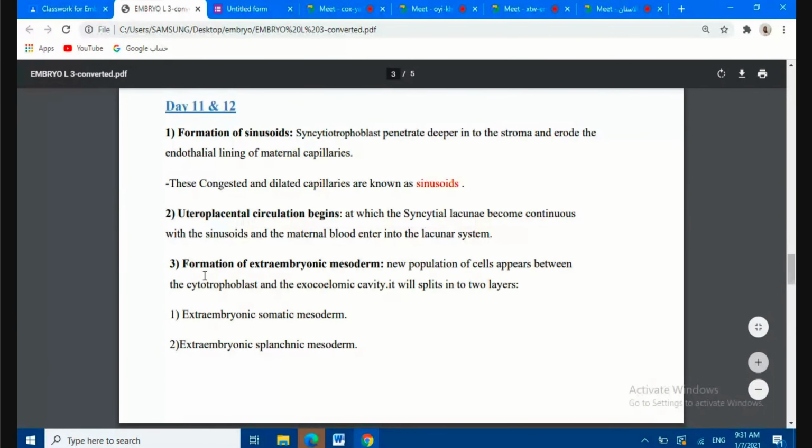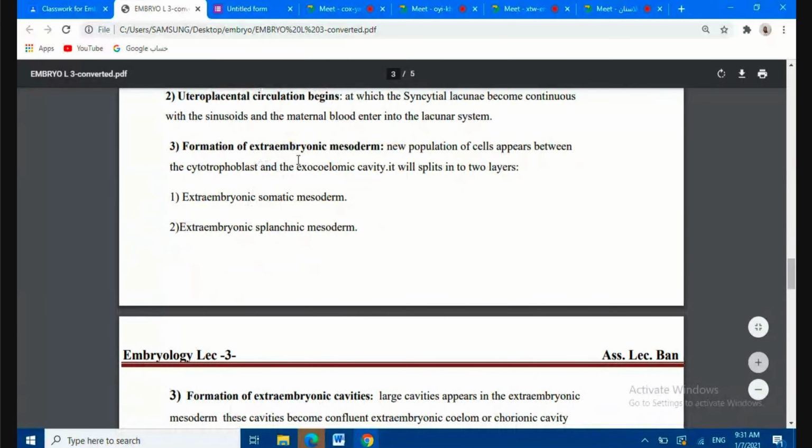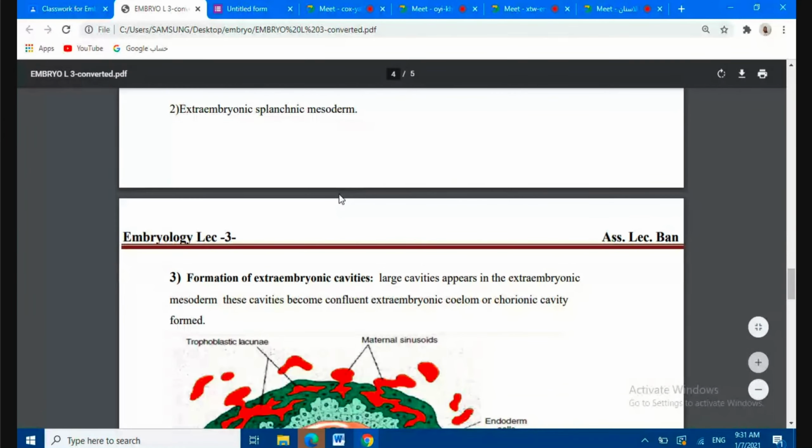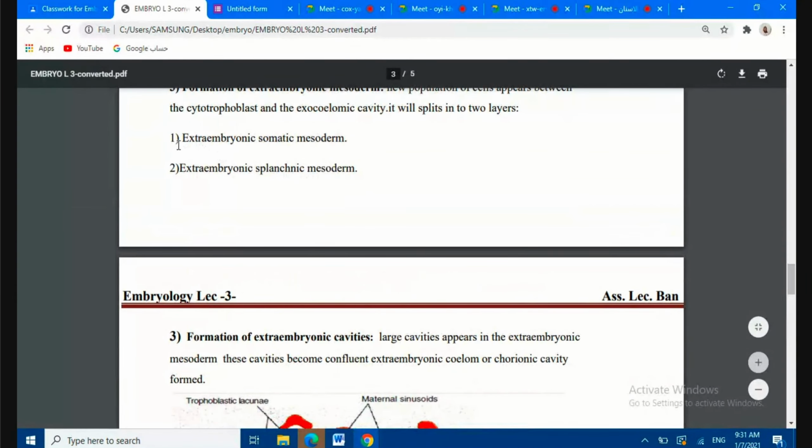So formation of the extra embryonic mesoderm. How this extra embryonic mesoderm will form? This is by new population of cells will appear between the cytotrophoblast and exocoelomic cavity. So, and they will split into two other cells. We call these cells extra embryonic somatic mesoderm and extra embryonic splanchnic mesoderm.